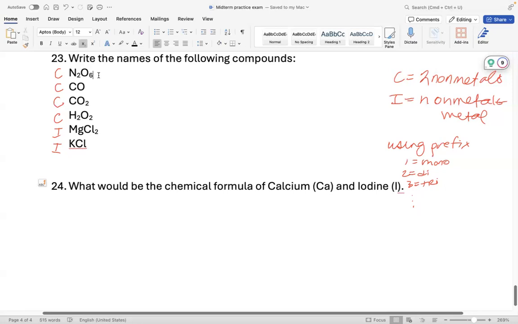So here I see that I have 2 nitrogens, so this is dinitrogen. And then I see I have 6 oxygens. 6 was hexa, right? Correct me if I'm wrong. Hexa? Yes, hexa. Hexa oxide.